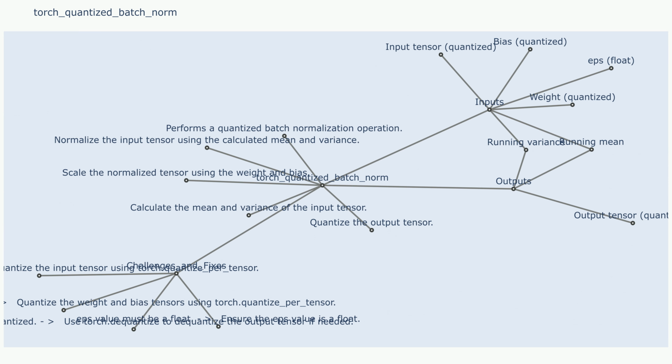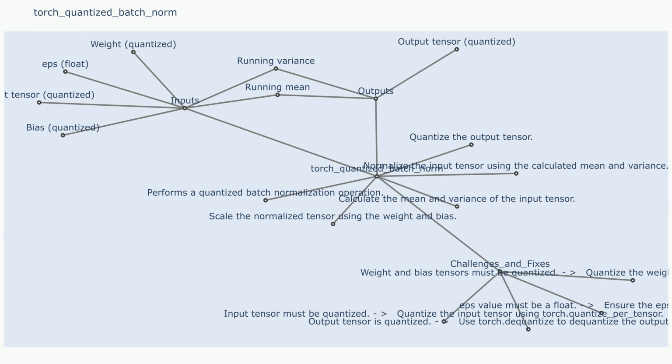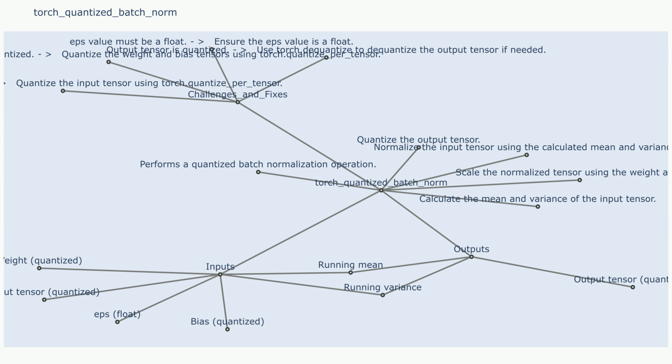Challenge 3: quantized batch normalization can be difficult to debug, as it is a complex operation. Sample use case that resulted in Challenge 3: the use of quantized batch normalization in a model with a large number of layers or a large input size.